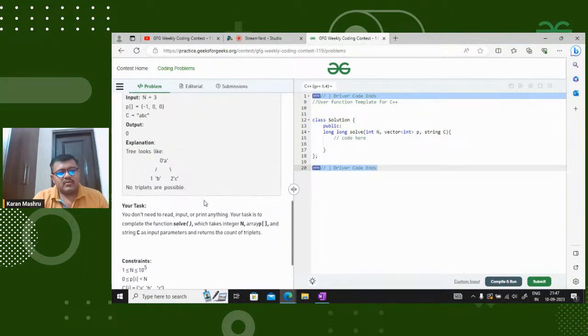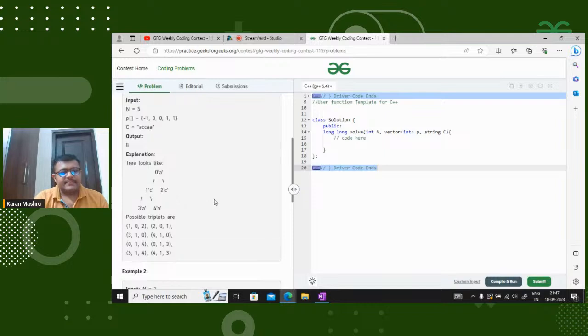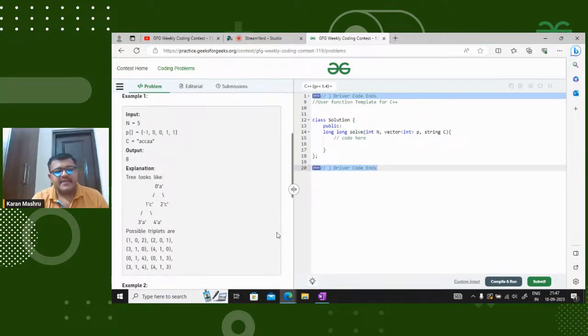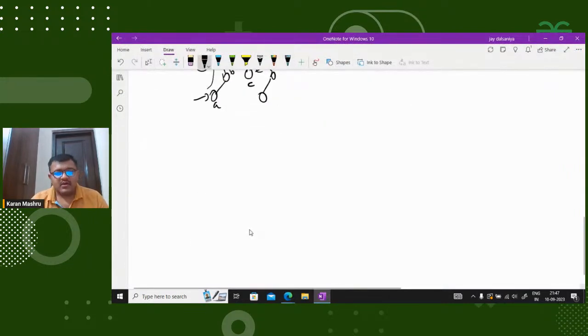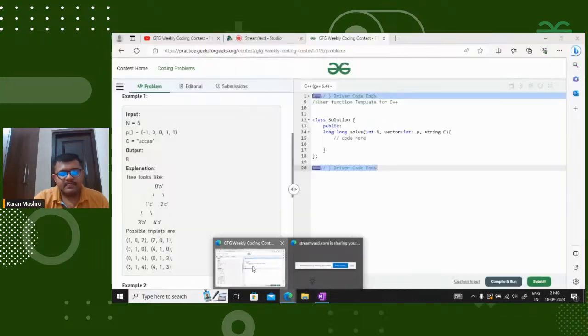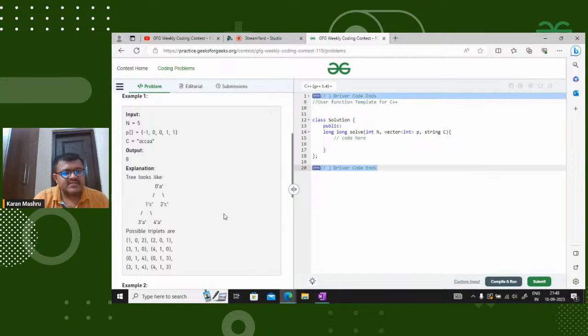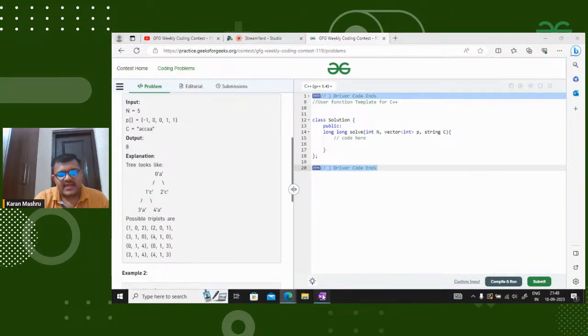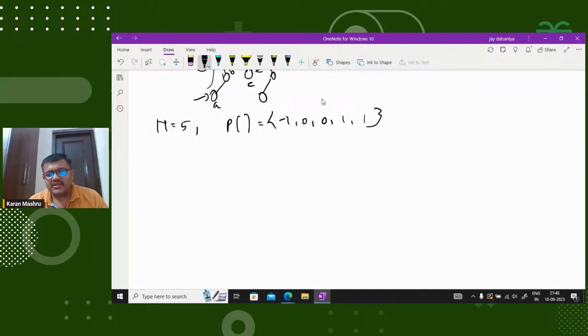So now let us look at this example. The value of n is 5 and the parent array p is -1 0 0 1 1. What is the string C? String C is ACCAA and the output is 8. Okay. So the string C is ACCAA. What does this basically mean?